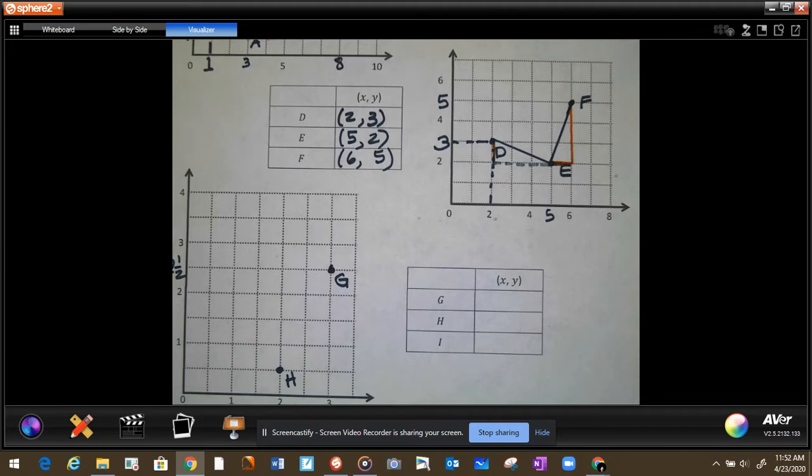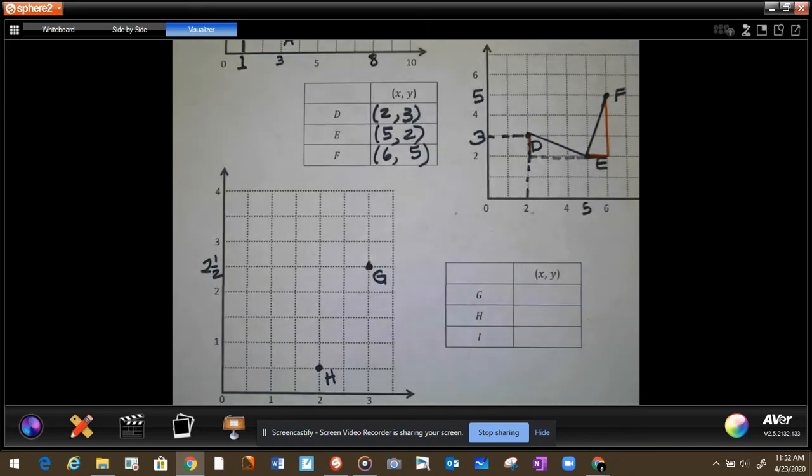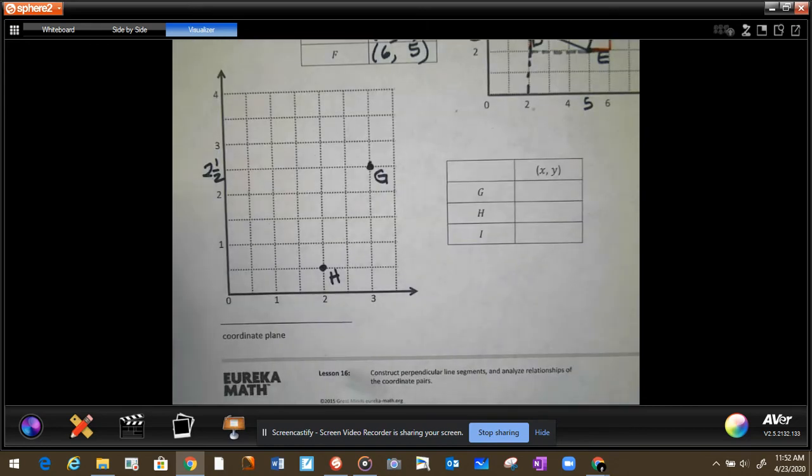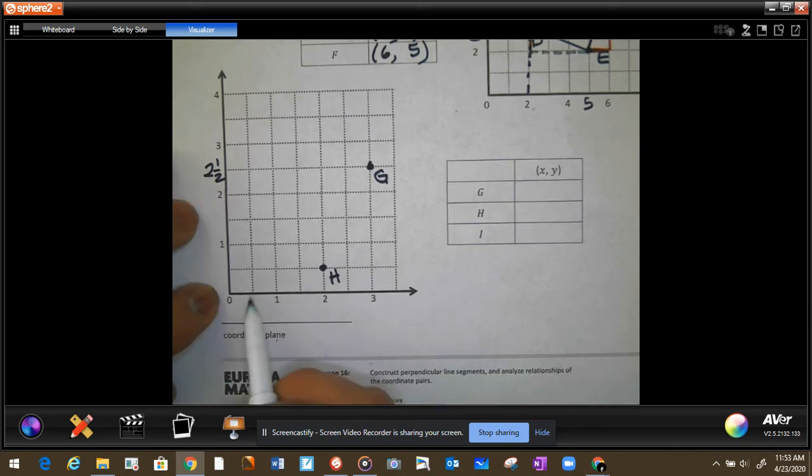Okay, first of all, let's find the coordinate pairs. So for G is going to be you run. Let me move my camera so you have a better view of this. You run 2, 3. Now remember, every 2 squares, there are 2 units for 1. So remember that, keep that in mind, because between 0 and 1, there has to be a half.